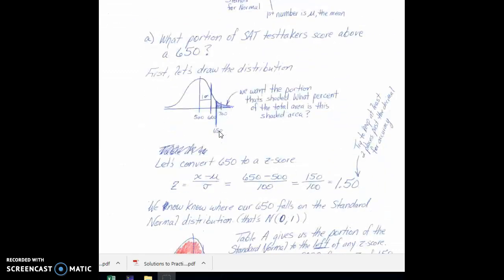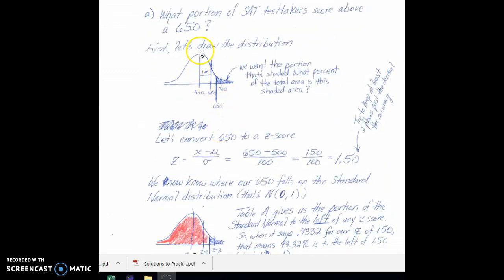So the first thing we might do is just draw the distribution. 500 is at the mean. We know the standard deviation. Each standard deviation is worth 100. So we could draw a single standard deviation over there to 600, draw another one over to 700. Our 650 is going to be right about in the middle there. And we want the portion that scores above a 650. So that's why I shaded the area to the right here instead of the area to the left. These would be all the people who scored above a 650, and that's what we want to find out, that portion.